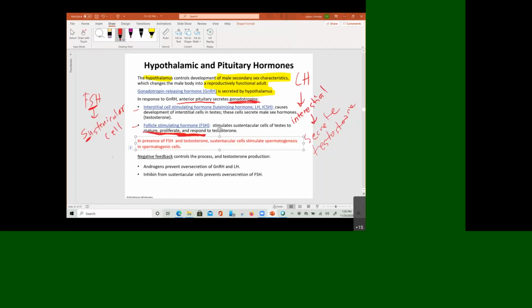So too much testosterone will negatively inhibit further GnRH and LH secretion. Further testosterone will inhibit GnRH and LH secretion. Another hormone called inhibin, which is secreted by the sustentacular cells, will inhibit FSH.